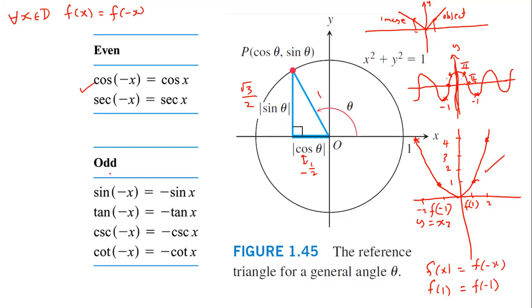Now, since cosine is even, then its reciprocal must be even, right? Reciprocal is just upside down, so it must be. Now, sine is not even. Why? Because sine is not symmetric about the y-axis, right? It's not symmetric. So if this is the y-axis over here, sine is going to go like this.